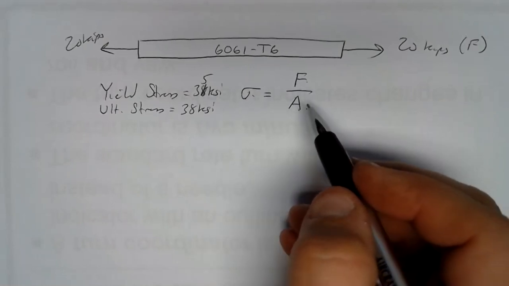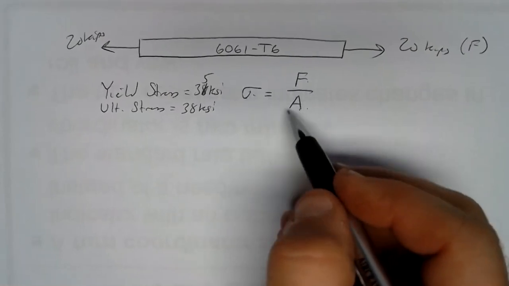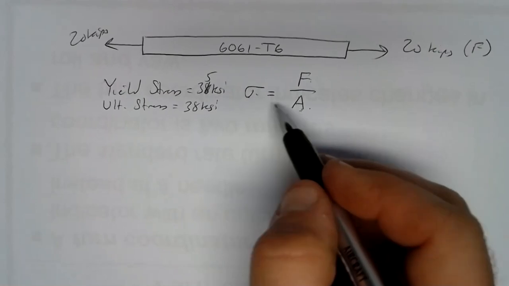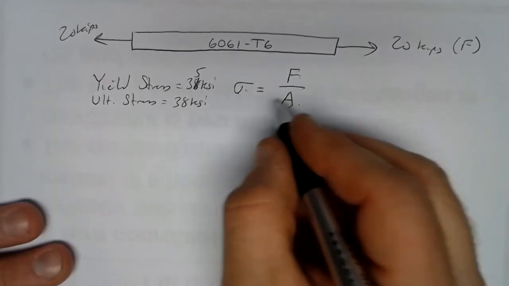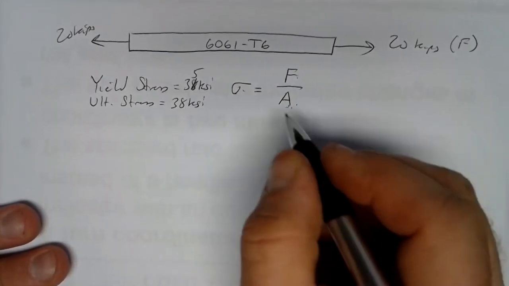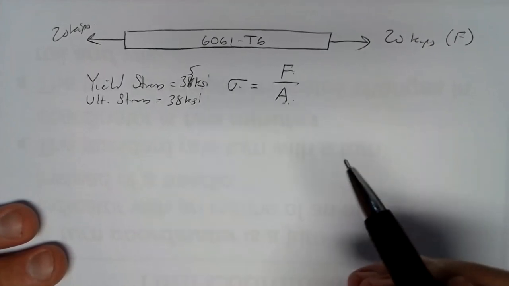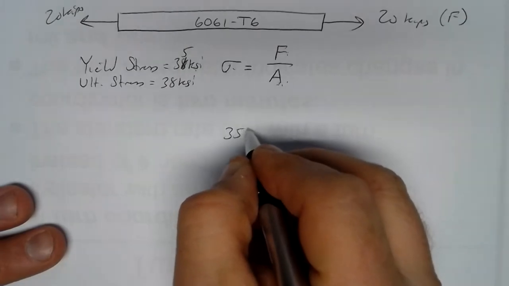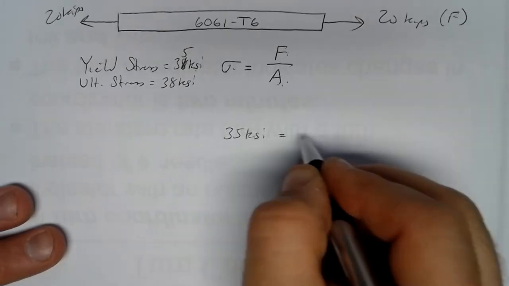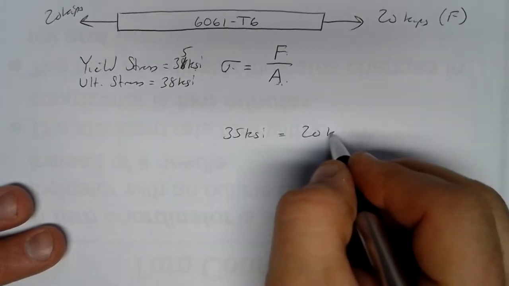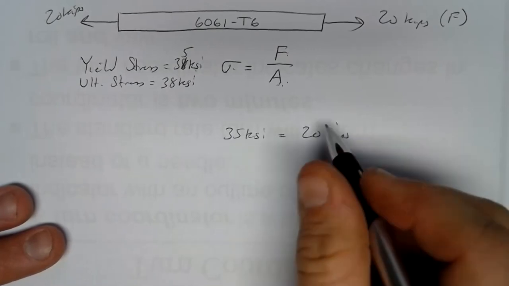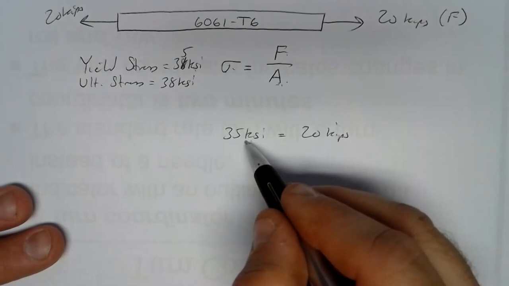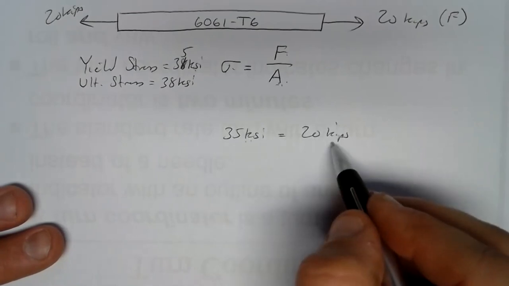Any area bigger will give us lower stress, since bigger areas yield lower stresses, being spread out over a larger area. So how we figure out the minimum area we'd need to get 35 KSI is we plug in what we know. We want the stress to be 35 KSI. The force is 20 kips. And be careful here, you need consistency between the units. If you've got your stresses in KSI, you've got to have your forces in kips.